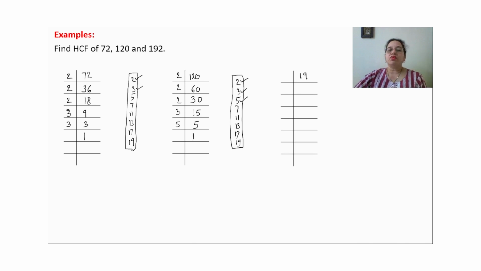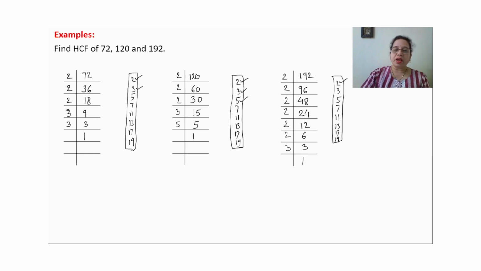Take the last number, 192. Again make the checklist for 192 also: 2, 3, 5, 7, 11, 13, 17, 19. The number is divisible by 2. So 2 9s are 18. 1 is left. 2 6s are 12. Now again 2 4s are 8. 1 is left. 2 8s are 16. So 2 2s are 4. 2 4s are 8. Now 2 1s are 2, 2 2s are 4, 2 6s are 12, 2 3s are 6, 3 1s are 3.